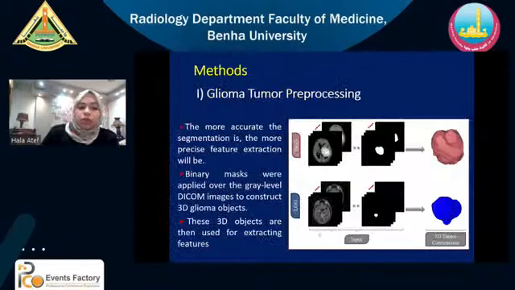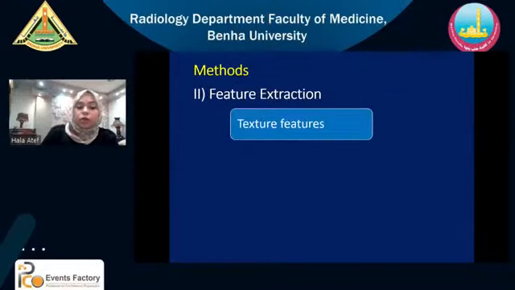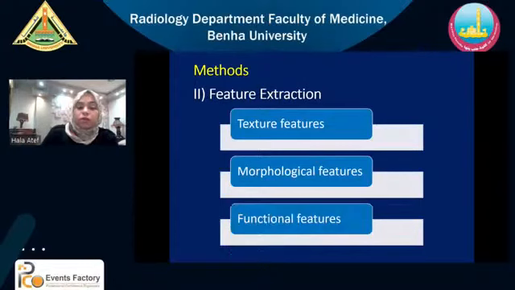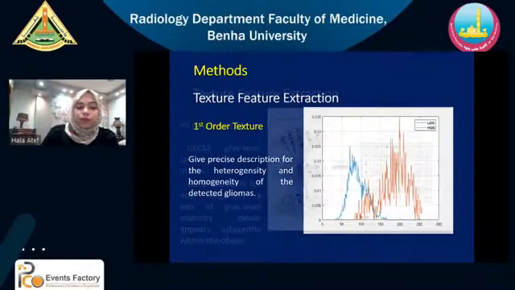First step, glioma tumor pre-processing: the more accurate the segmentation, the more precise the feature extraction will be. Binary masks were applied over the gray level DICOM image to construct the 3D objects. These 3D objects are then used for extracting features. Feature extraction includes texture, morphological, and functional features. First order texture extraction gives a precise description of the heterogeneity and homogeneity of the detected glioma.